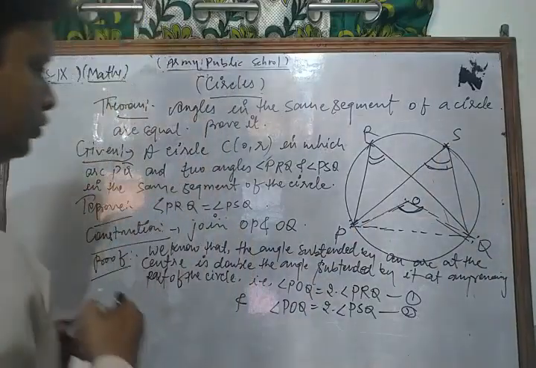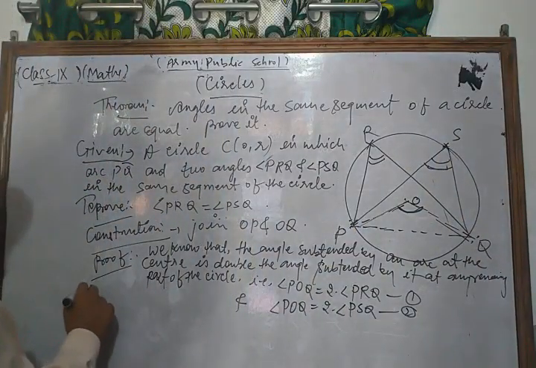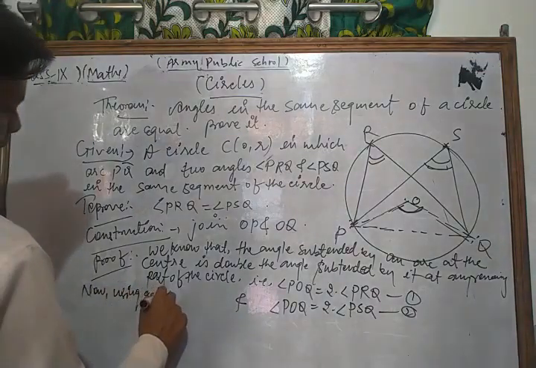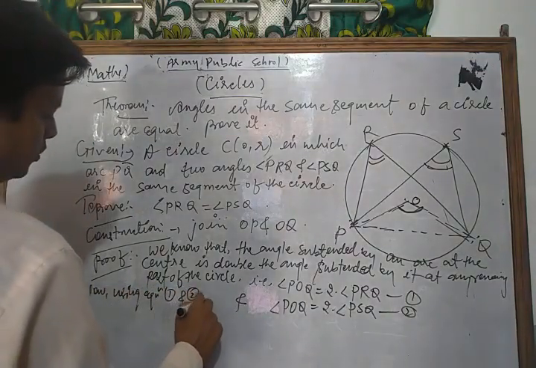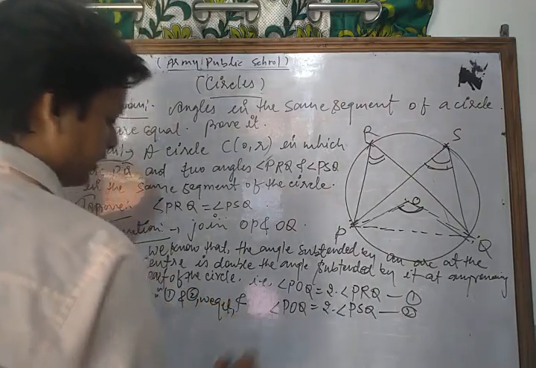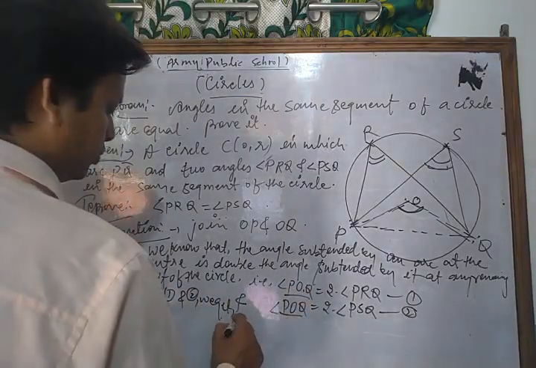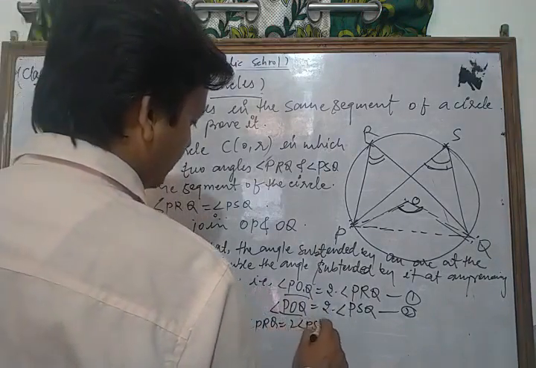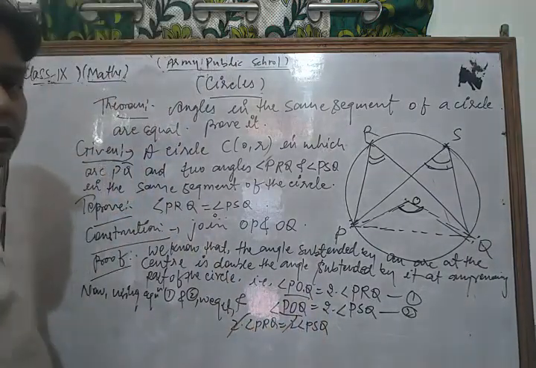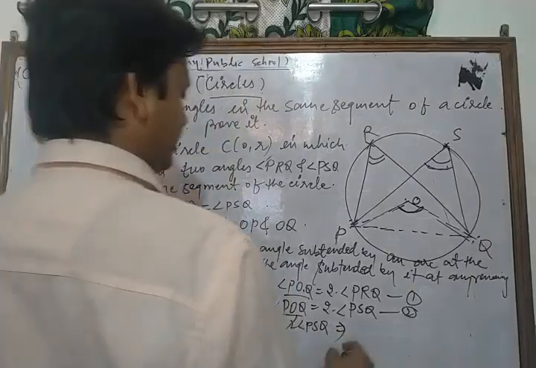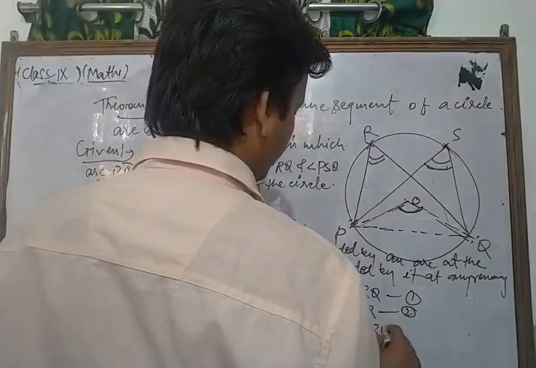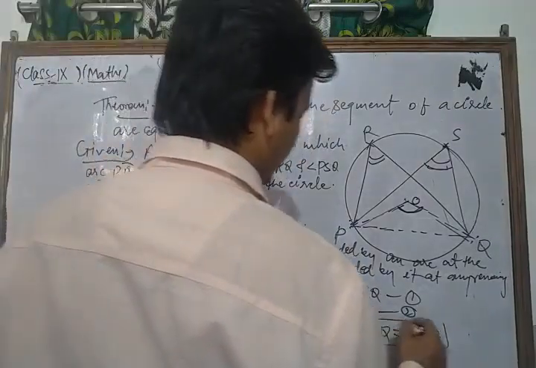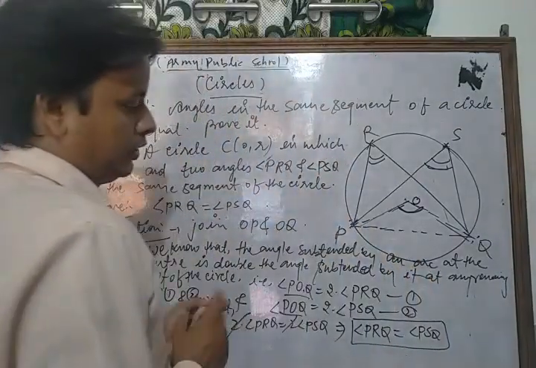Now using equations 1 and 2, we get both are equal to POQ, so 2 times angle PRQ is equal to 2 times angle PSQ. The 2s cancel each other, so we have angle PRQ is equal to angle PSQ, hence proved.